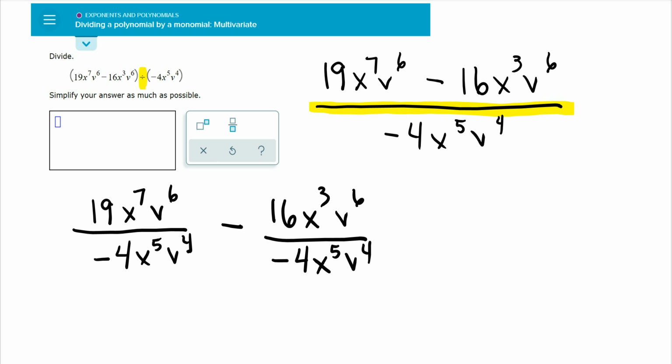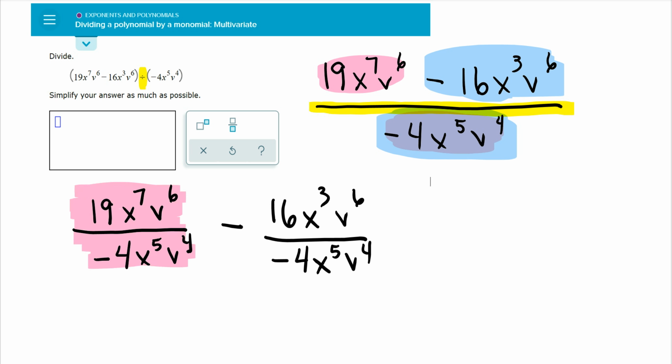So it's like you're taking this and dividing it by that, and then you're taking this and dividing it by that. They're both getting divided. So I'm going to start with this, all right? And I'm going to start with the coefficients, the 19 and the negative 4. Well, unfortunately, negative 4 doesn't go into 19, so I'm going to have to leave the 19 there and the negative 4 there.